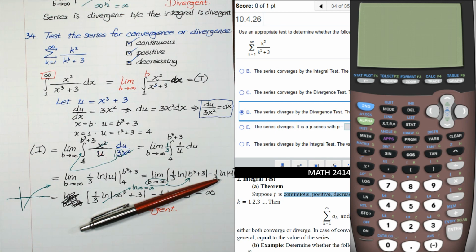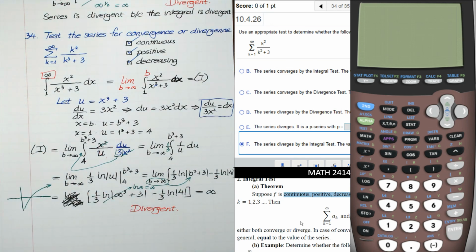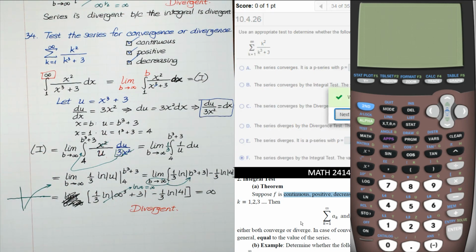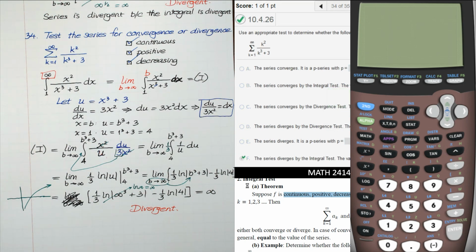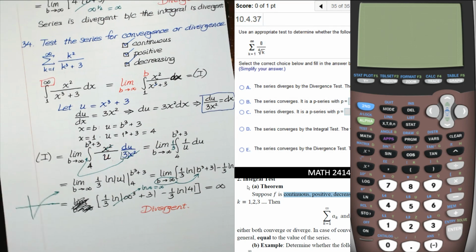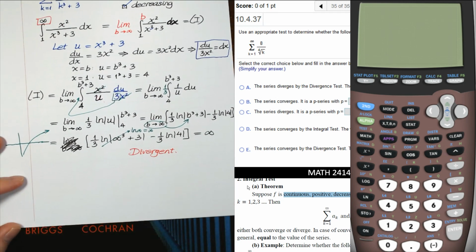Oh no, sorry. By the integral test, the series is divergent because the value of the integral is infinity. Right. Next one.